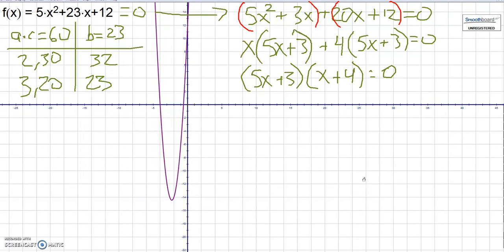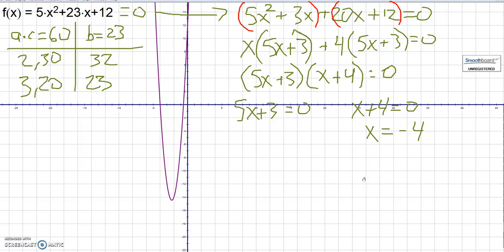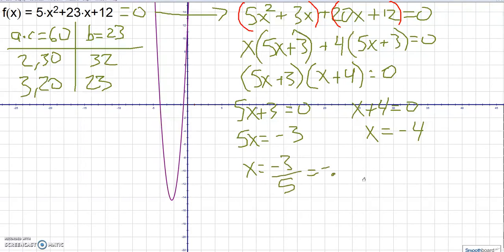So either 5x plus 3 has to equal 0, or x plus 4 has to equal 0. This one's a little easier. X would equal negative 4. Or if I took the first equation there and solved that, I get 5x equals negative 3, or x equals negative 3 over 5, which is really negative 0.6.